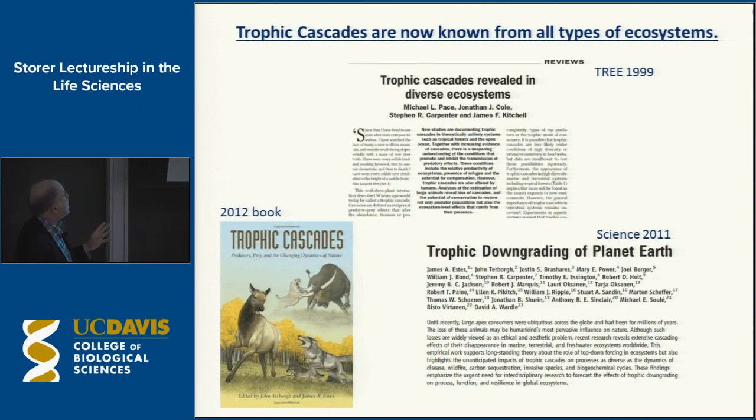And there have been several papers that pointed out how widespread trophic cascades are as an ecological phenomenon. We published a paper in 1999 pointing to a few terrestrial examples and suggesting that it was a widespread phenomenon. By 2011, Jim Estes, John Terborgh, and quite a few other folks, including me, published a paper with many more terrestrial examples, and that paper is accompanied by a book edited by Estes and Terborgh that goes through the examples.